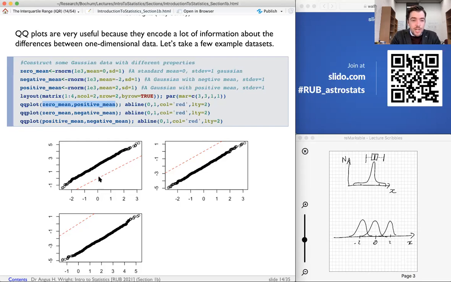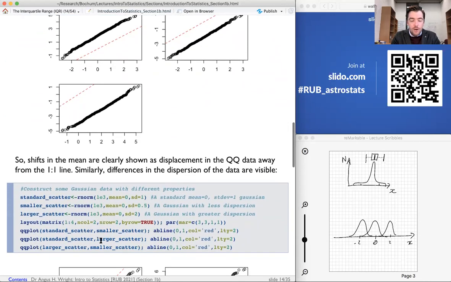But you can see that the positive shift in the mean has caused a shift with respect to the distribution and the one-to-one line. You see the opposite shift when you use the comparison between the 0 mean and the negative mean data. And if we look at the difference between the positive mean and the negative mean, then that shift gets greater again. So a shift in the mean causes a very significant lateral movement away from the one-to-one line in the QQ plot. Important fact.